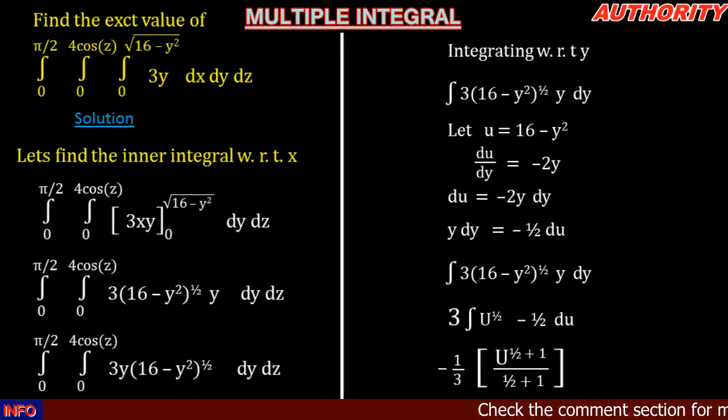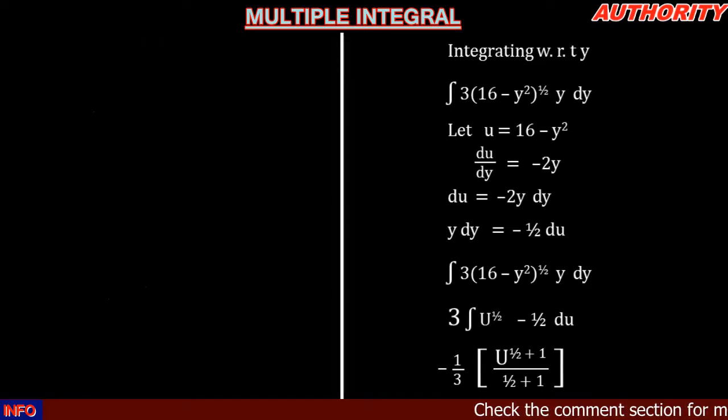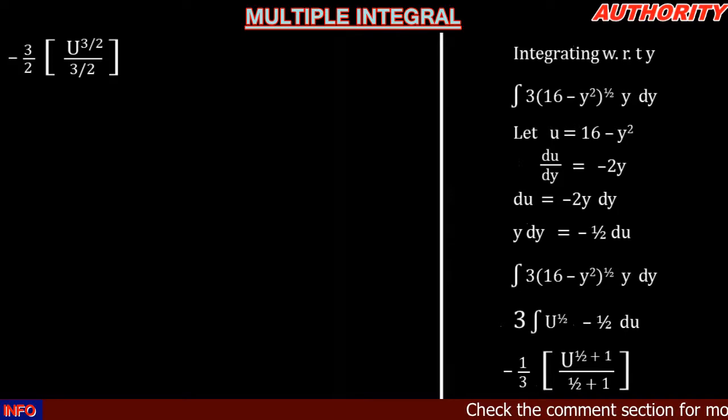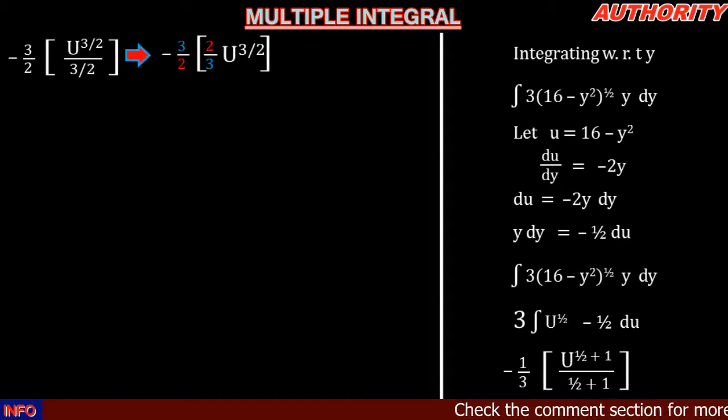When we integrate, we're going to have u raised to power 1 all over 2 plus 1, all over 1 all over 2 plus 1. All right, good. So 1 all over 2 plus 1 is the same as 3 all over 2, then we have all over 3 all over 2. Okay, so here we have minus 3 all over 2 open bracket, this u raised to power 3 all over 2 all over 3 all over 2, which is the same as 2 all over 3 multiplied by u raised to power 3 all over 2.